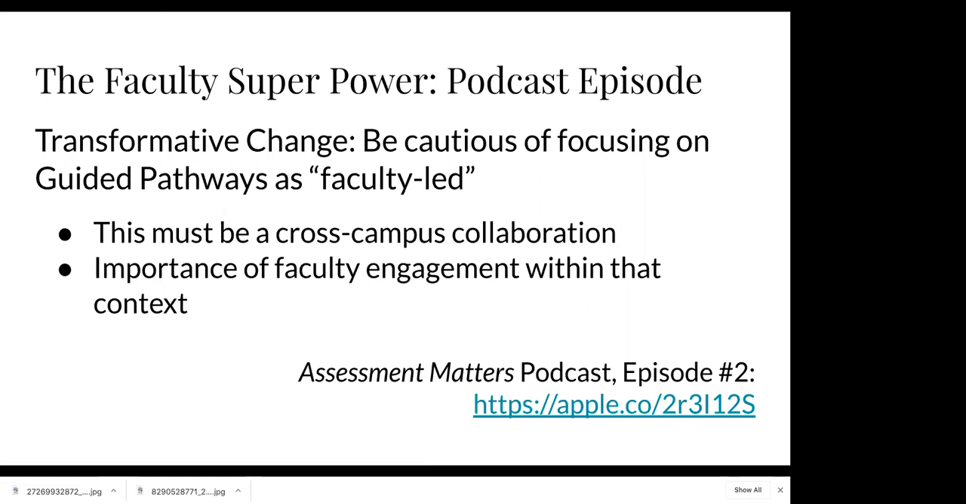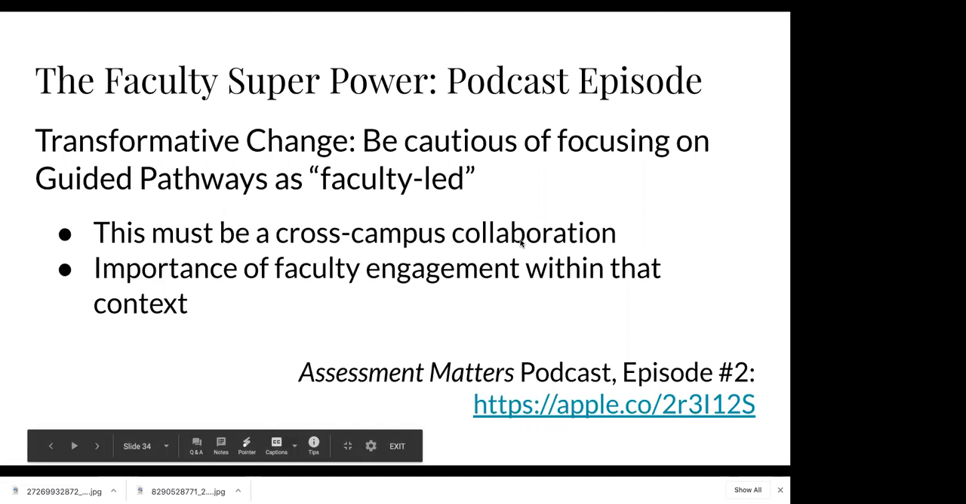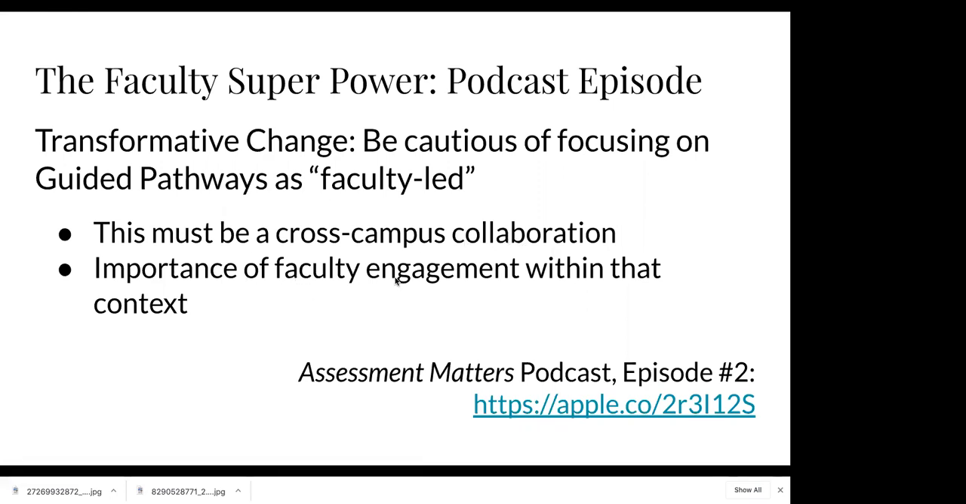And because of my very strong language around faculty engagement and faculty leadership, I've been called on this a couple times. This really has to be a cross-campus collaboration, and that faculty engagement is within that context. So it isn't just faculty hunkering down with themselves, creating meta majors and program maps. It's really thinking about all aspects of the institution.